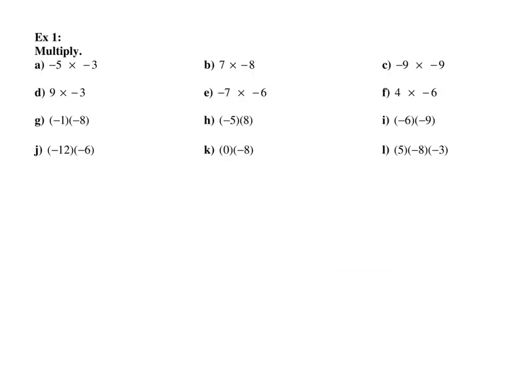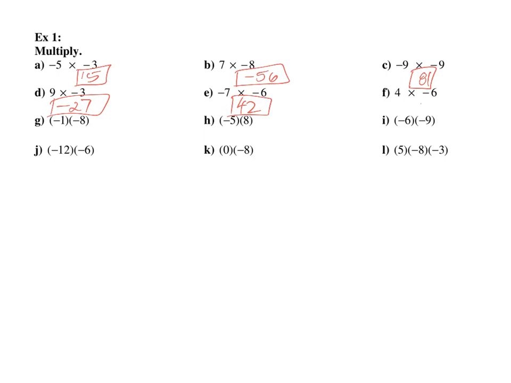Alright, so multiplying negative 5 times negative 3. Well, 5 times 3 is 15, but we have a negative times a negative, which is a positive. 7 times negative 8, that's 56. Alright, but since we have a positive times a negative, that's negative. Alright, negative 9 times negative 9 is 81. Negative times negative, that's positive. 9 times negative 3, 27. Positive times negative, that's negative. And we have negative 7 times negative 6, 42. Negative times negative, that's positive.